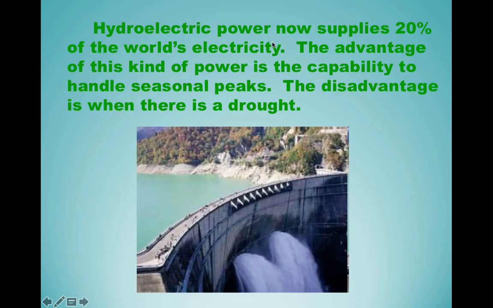Hydroelectricity powers about 20% of the world's electricity now. We use it quite a lot. The advantage of this power is that it's capable of handling seasonal peaks, meaning when it's summer and everybody wants their house to be cool, especially here in the South, we can do that. The disadvantage is if there comes a drought, then you end up with the tributary, the backup, running low and potentially not being able to produce as much energy. Once again, all five of these have their costs and their benefits.